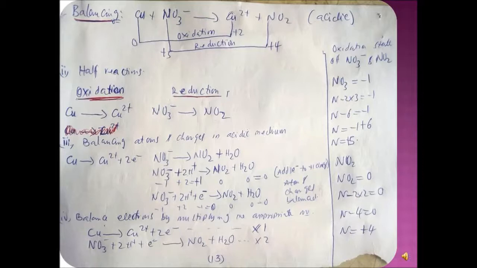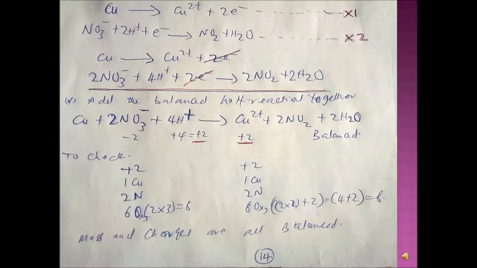Then the next step, which is step 4, balance electrons by multiplying the appropriate number. In this case, for copper we have what? 2 electrons, and for nitrate ion we have what? We have 1 electron. So what you need to do is you bring the two equations together, multiply the first one, which has 2 electrons, by 1, and the one that has 1 electron, you multiply it by what? By 2. Just the same way you do when you are doing elimination during simultaneous equation calculation. And you can see where we find our oxidation state of nitrate 5 and then nitrogen 4 oxide.